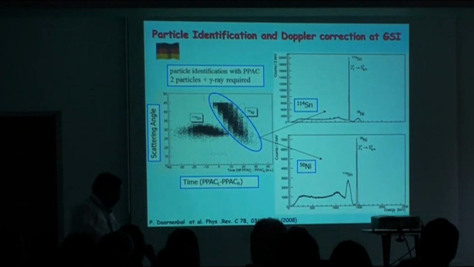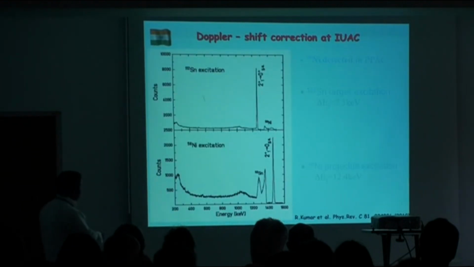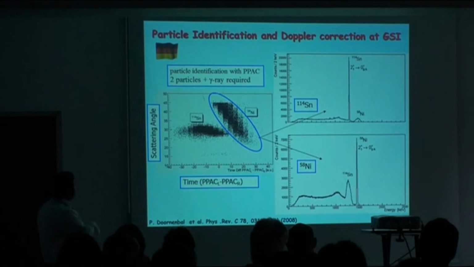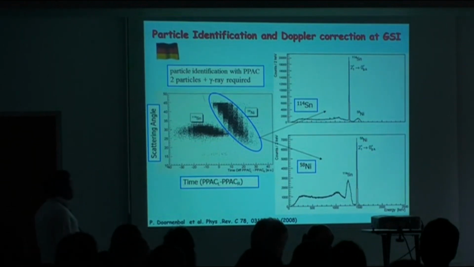Okay, at GSI we have taken the tin beam on a nickel target, and the particle identification was done with the parallel plate counter. Here, what we can see is the energy dependence on time of flight, and one can clearly distinguish between the nickel and the tin ions. When you gate on nickel, you can do the Doppler shift correction for the projectile excitation as well as for the nickel excitation. It can be the other way around also. You can gate on 140.